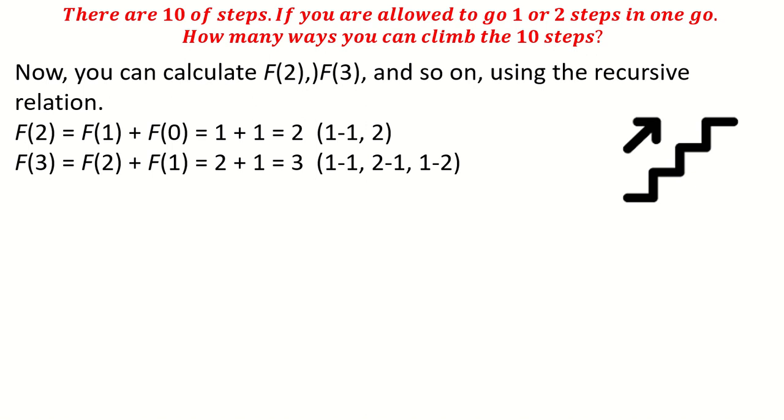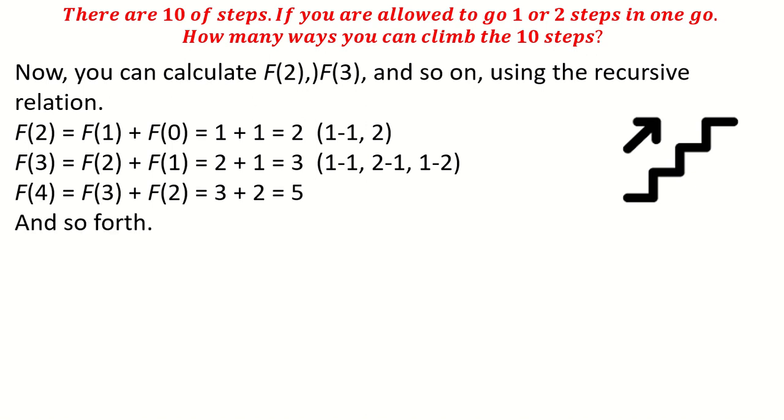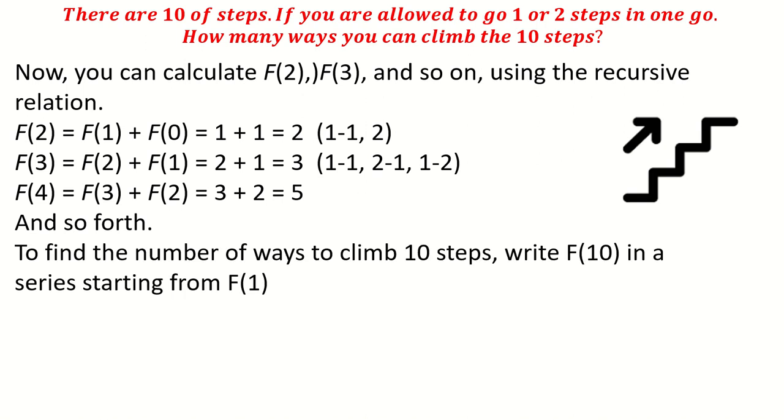f of 3 equals f of 2 plus f of 1, which is 2 plus 1, that is 3. I can go 1 1 1, or 2 1, or 1 2. These are the three ways. So I don't need to explain the other steps now. It's all the Fibonacci series. So now f of 4 equals 5. Five combinations you can go.